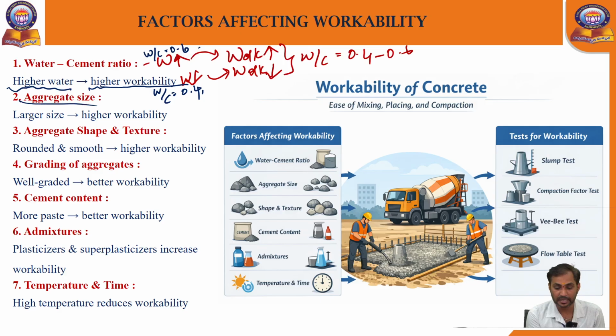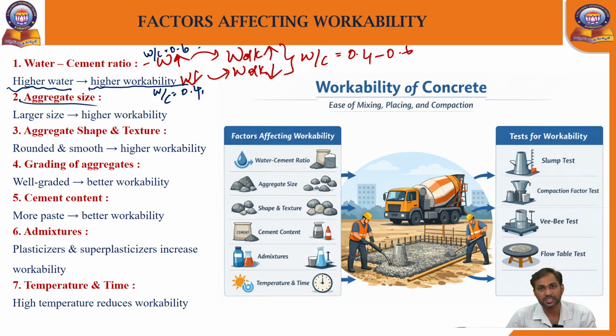Next one, aggregate size. How many sizes of aggregates are there? For coarse aggregates: 40 mm, 20 mm, 12 mm, 10 mm, 4.75 mm. Next, for the fine aggregates: 4.75 mm, 2.36 mm, 1.18 mm, 600 microns, 300 microns, 150 microns, 75 microns. These are the range of fine aggregates. In this, which size do we have to take?